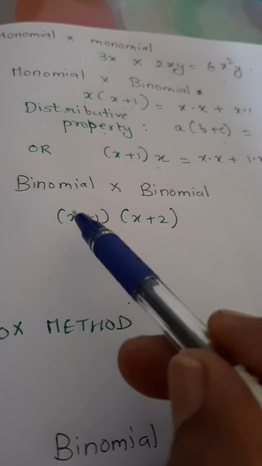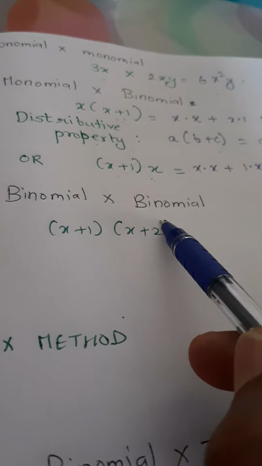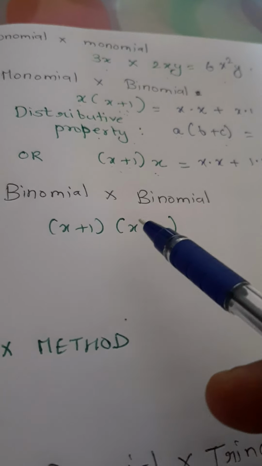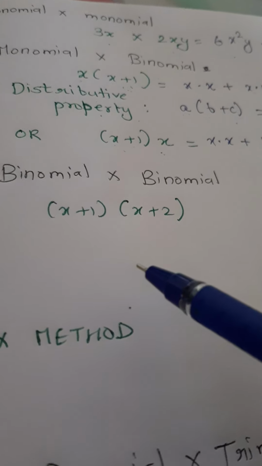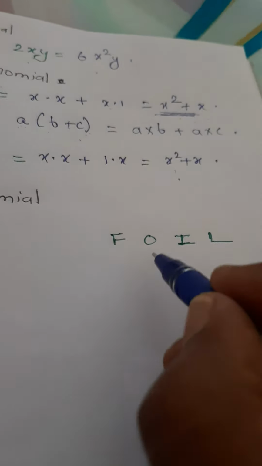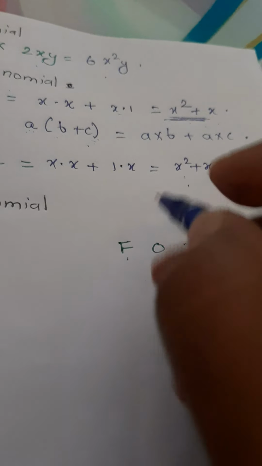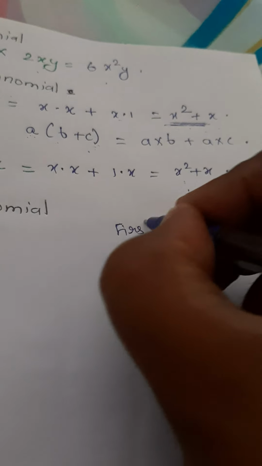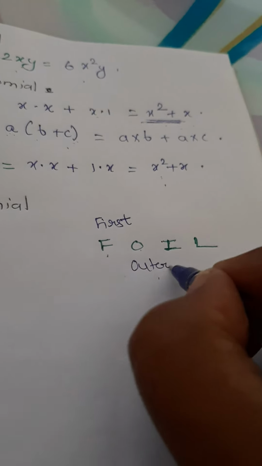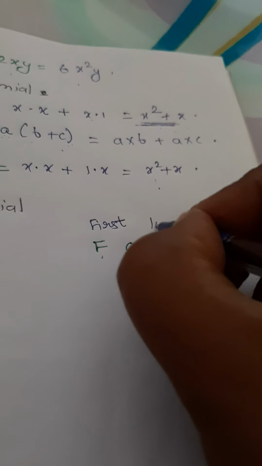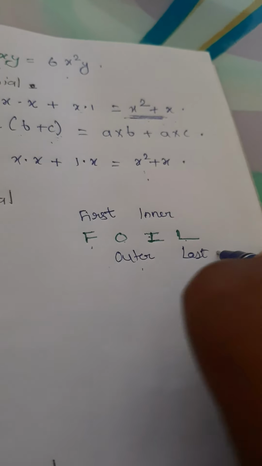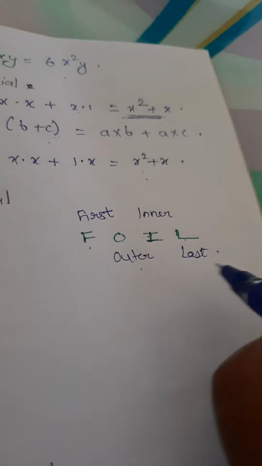Now I have taken an example of a binomial and a binomial. It's two terms into two terms. In this case, there are two methods which we can use. The first method is a FOIL method. Here FOIL means, F means first. O means outer. I means inner. And L means last. Okay, so what does this method mean?